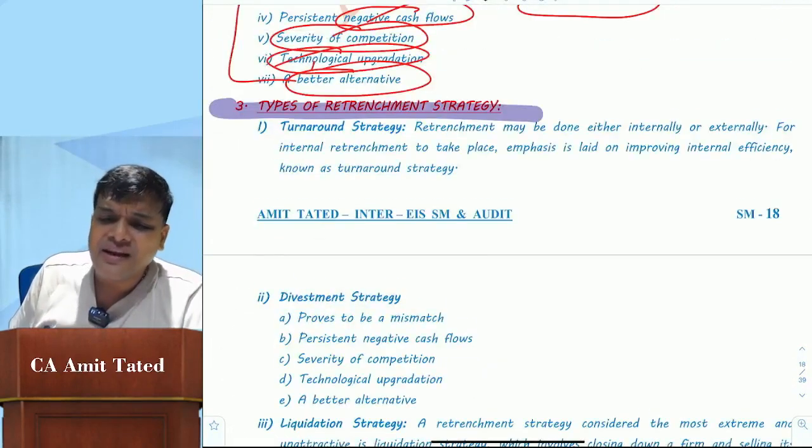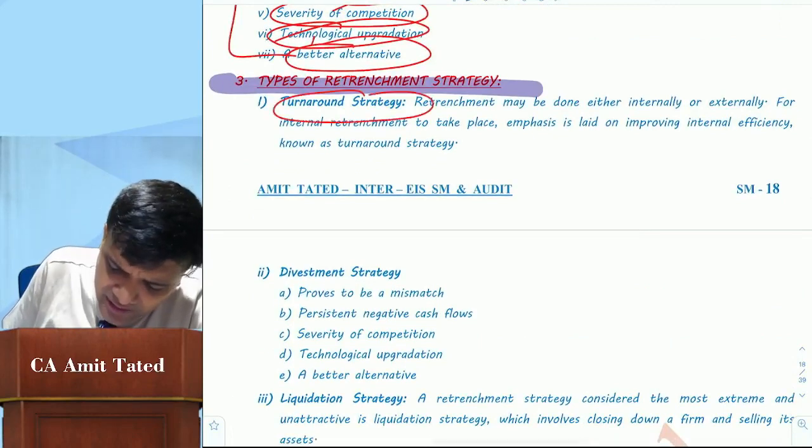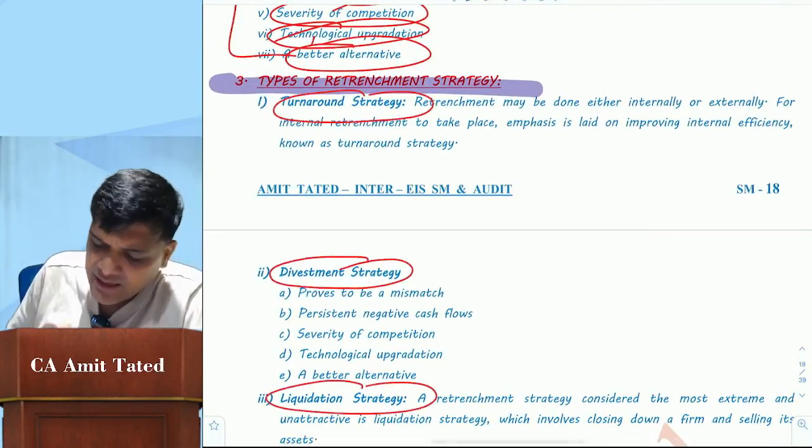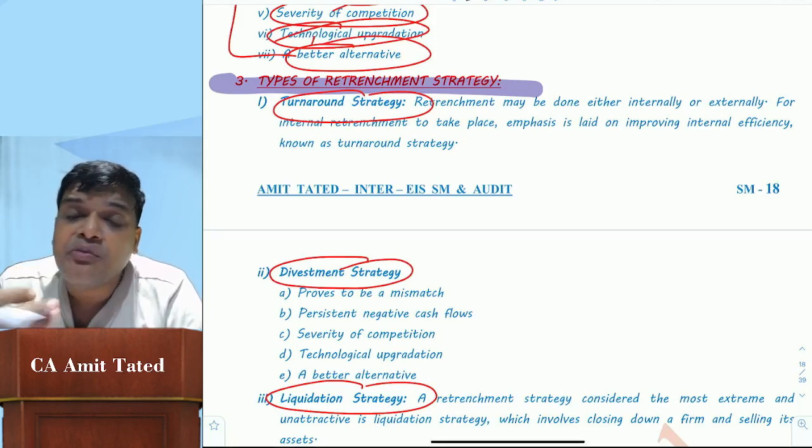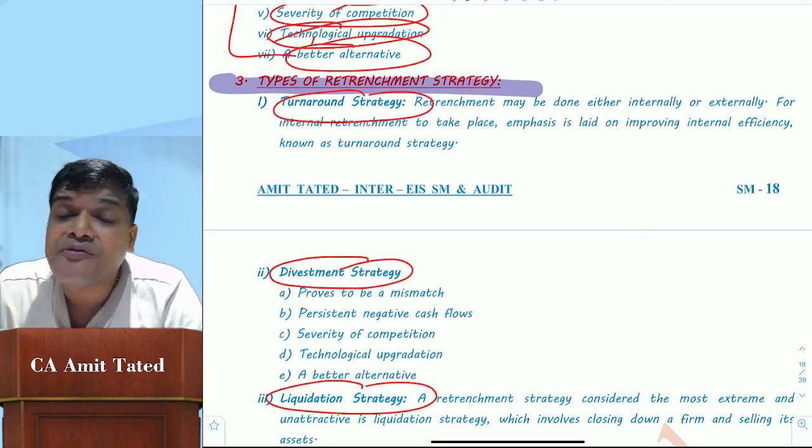One is turnaround, second is divestment, and one is liquidation. Turnaround, divestment, and liquidation. Is that clear, Malik? So, turnaround strategy, divestment strategy and liquidation. Turnaround means what? I need to turn around. There are always steps in turnaround.